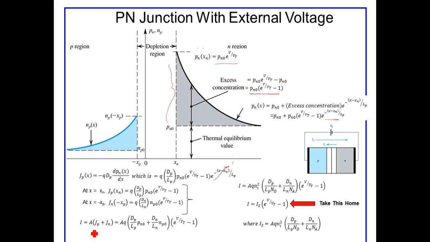And we can calculate the entire current flowing through this junction by simply taking the cross-sectional area of the junction and multiplying it by the sum of the hole current density plus the electron current density components. When we do that, then we get this expression.